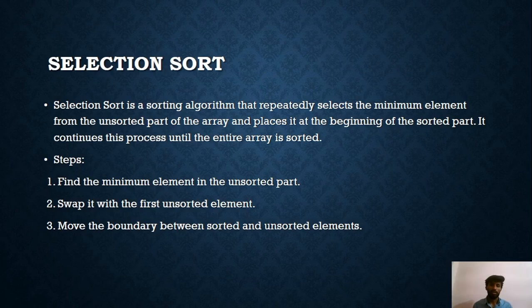Steps for selection sort. In step 1, we must find the minimum element in the unsorted array, and in step 2, we should swap it with the first unsorted element. At step 3, we should move the boundary between sorted and unsorted elements.